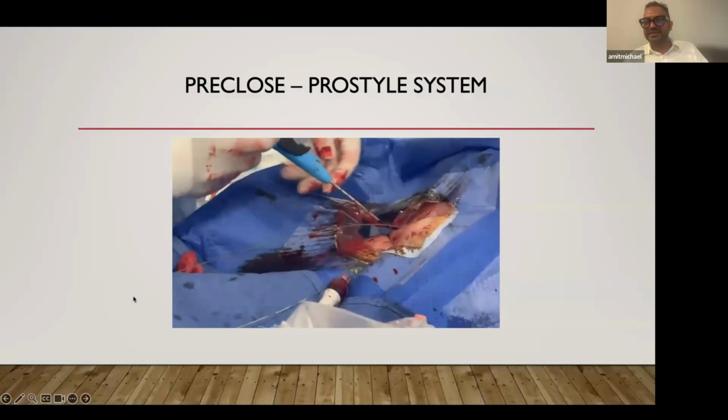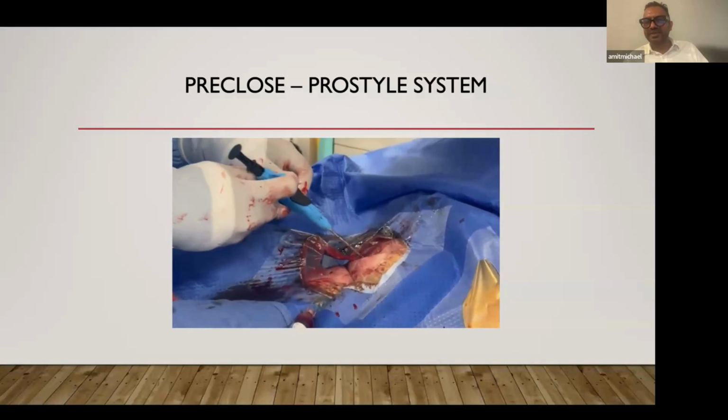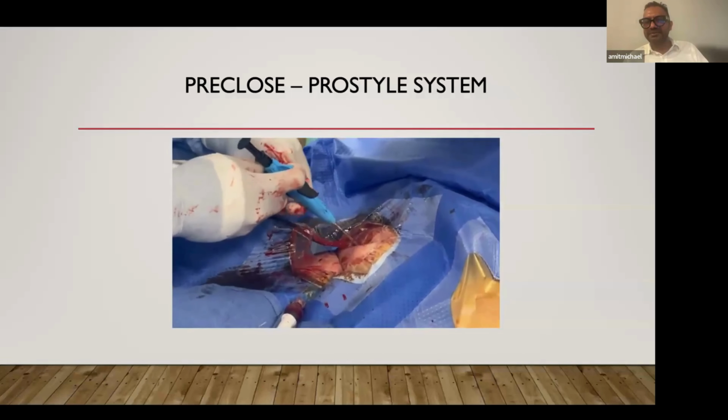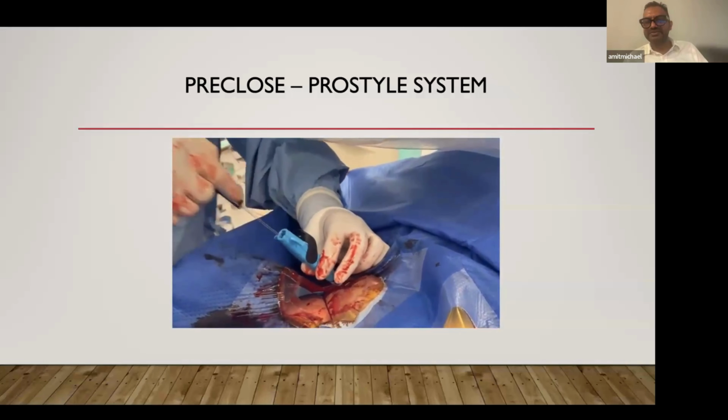So once we've taken access, we go in with this device, the ProGlide, and we enter the vessel. When we enter the vessel, you'll see the blood flow out. It has to be a clear spurt of blood. Like now you see that, so there's the femoral artery flow. Once you're there, you deploy the paddle and release the sutures inside.